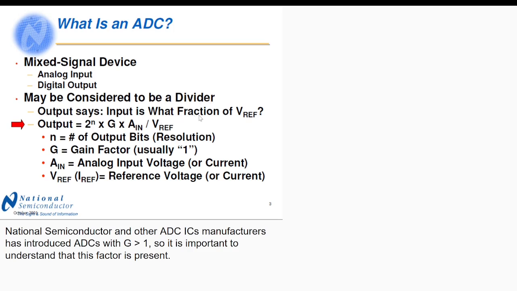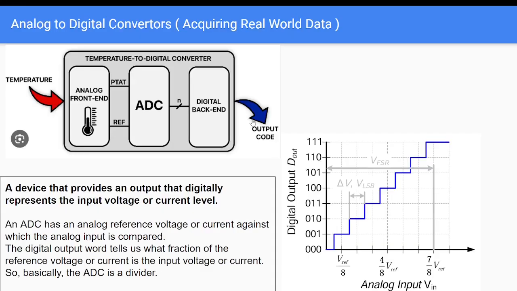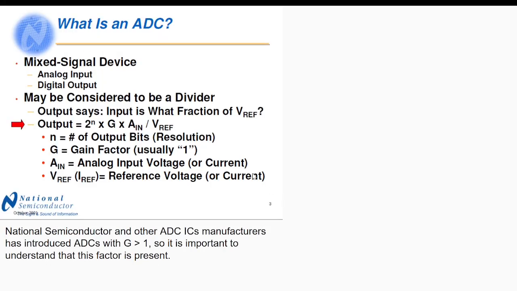Output says the input is what fraction of Vref, and that's exactly what we see here: what fraction of the reference voltage the input voltage is, and based on that we generate the output code. The output code is 2 to the power n, where n is the number of bits, times G, most of the time 1, the gain factor. But there are ADCs that have a different gain factor, but in this particular lecture slide we will just consider the gain factor of 1.